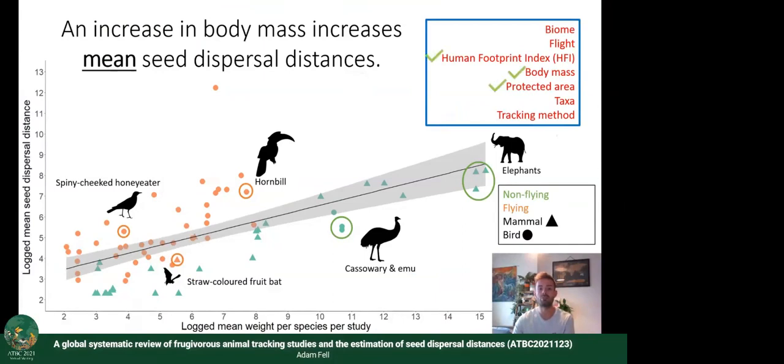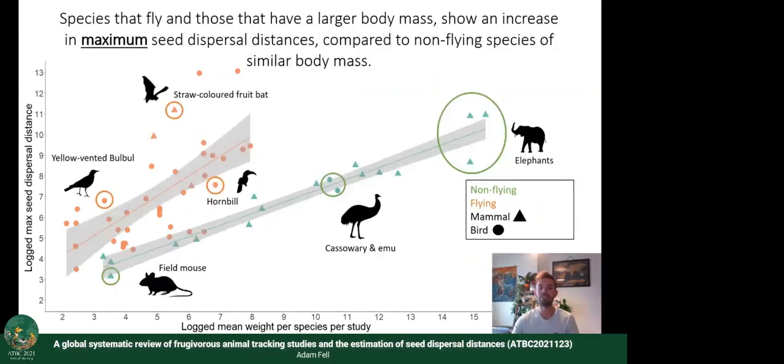There are also smaller but significant positive effects of human footprint index values and whether the study was conducted in a protected area. As with mean distances, maximum distances were also shown to increase with body mass. However, we also see a large significant effect on whether the animal is able to fly or not. Those animals which fly tend to disperse seeds further than animals of similar body mass which cannot fly. There were also significant effects of taxa and protected areas, with mammals and studies undertaken in protected areas having larger maximum dispersal distances.